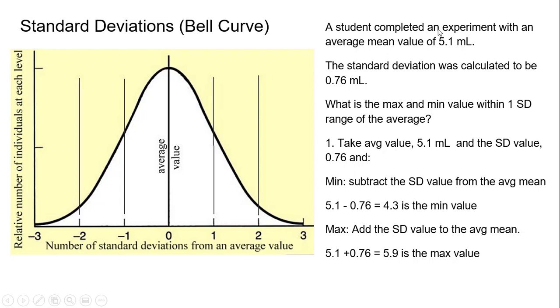So you take the average value, which is here, and then you're going to plug in the 0.76 and you're going to add it. And you're going to subtract it for the minimum, and that's 4.3 as the minimum value. And the maximum value is 5.9. So that's the max and the min from the average that you want to be for 1 standard deviation range. You may get a problem that's very similar to this. You can reflect on this problem here to be able to answer it.